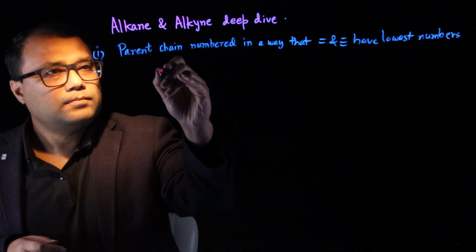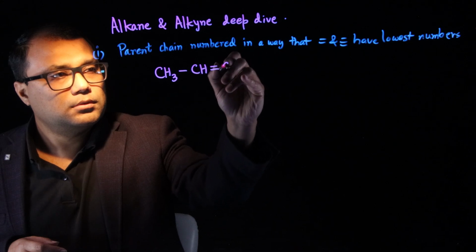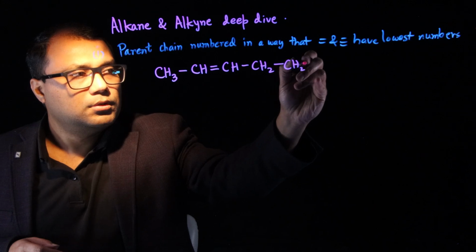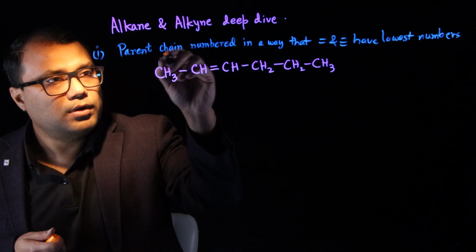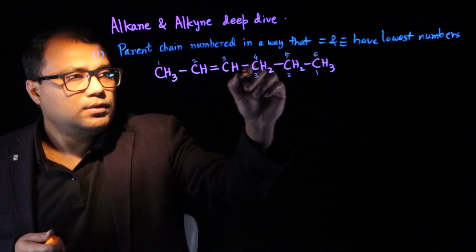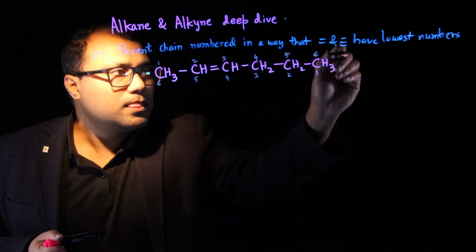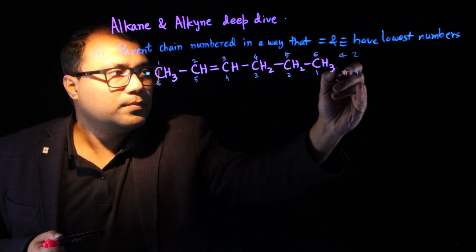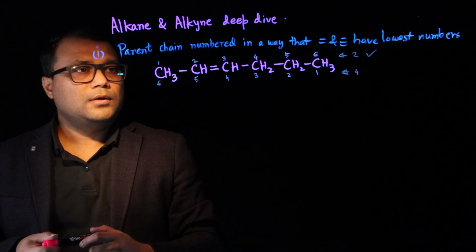Let's look at an example. CH3, CH, CH2, CH2, CH3. Okay, now if we number this, 1, 2, 3, 4, 5, 6. Reverse, 1, 2, 3, 4, 5, 6. So in this scheme, the double bond has number 2. In this scheme, the double bond is number 4. So the parent chain is numbered so that the double bond has the lower number. So this is the correct way of numbering the parent chain.